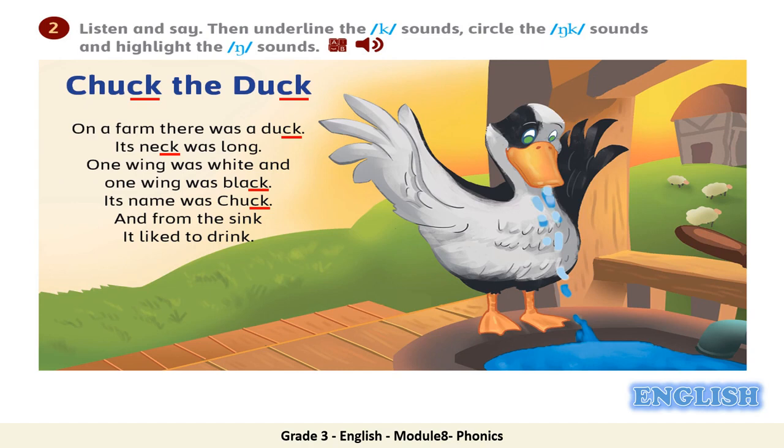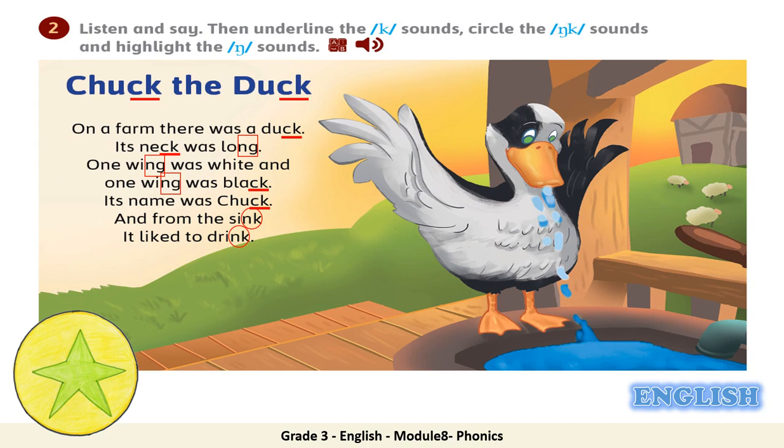What about the circles? I think you should have 2 ink sounds. The word sink and the word drink. What about the squares? How many ing sounds do we have? Let's check. Long, wing, and wing again. Here's your star. I'm very proud of you.